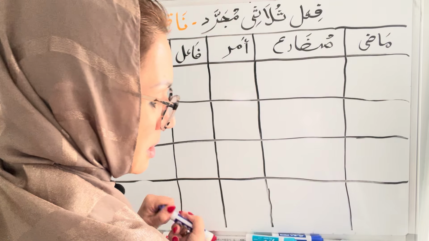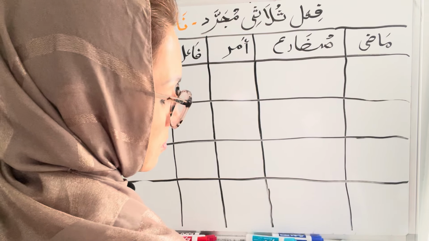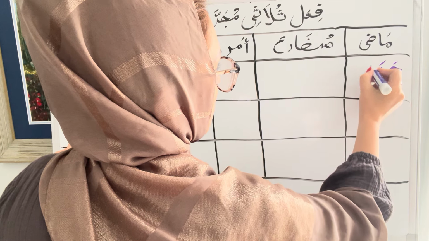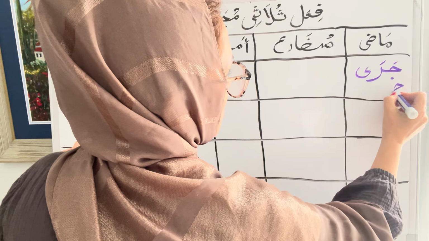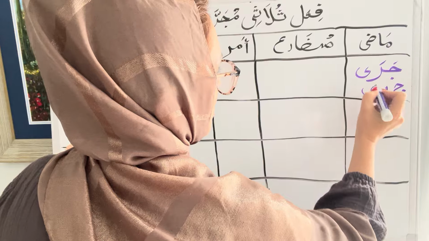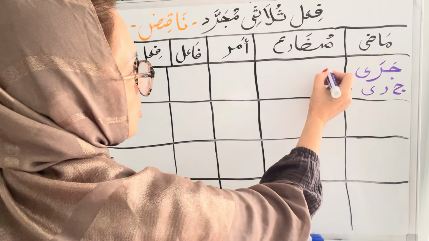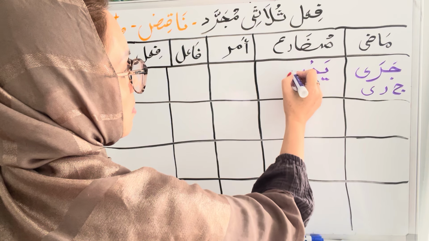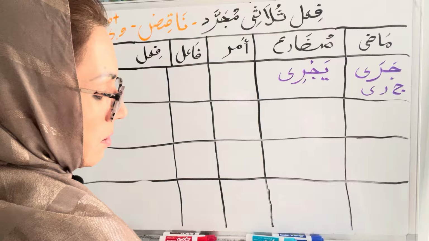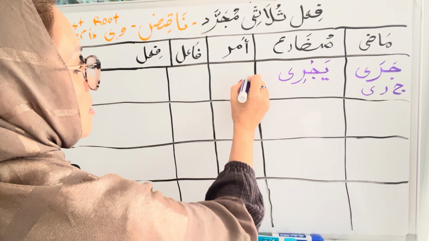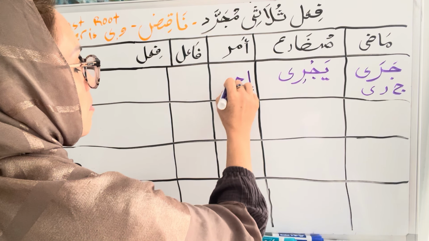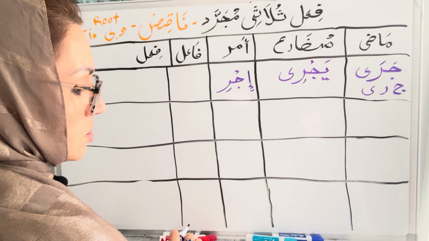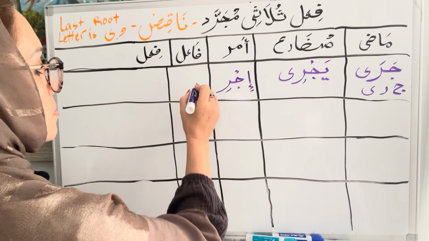The next word is jara. So this is jara. Jara yajri. Jara yajri ijri. And then it's jarin.